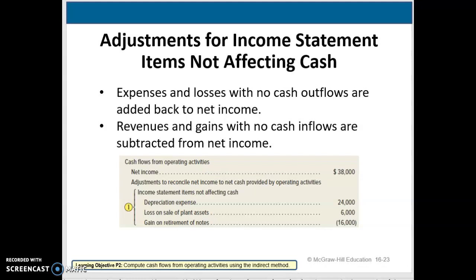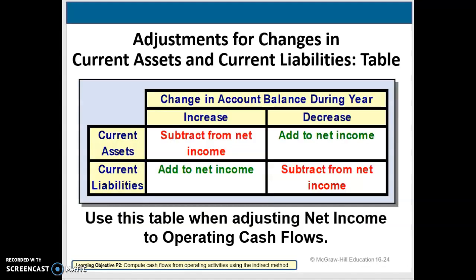All right, so the next part I want to look at, and this is one of those things where I say there are some things you want to take a picture of to have handy. This is one of those. So this chart explains how we're going to treat our changes in cash when it deals with a current asset or a current liability in the operating section.